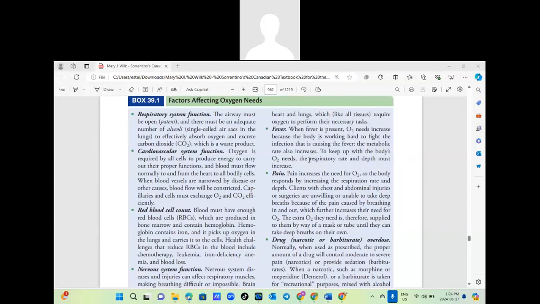Next is pain. Pain increases the need for oxygen, so the body responds by increasing the respiratory rate and depth. Clients with chest and abdominal injuries or surgeries are unwilling or unable to take deep breaths because of the pain caused by breathing in and out, which further increases their need for oxygen.